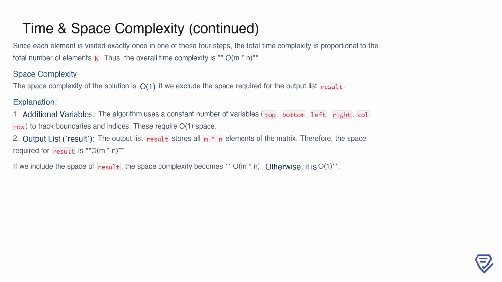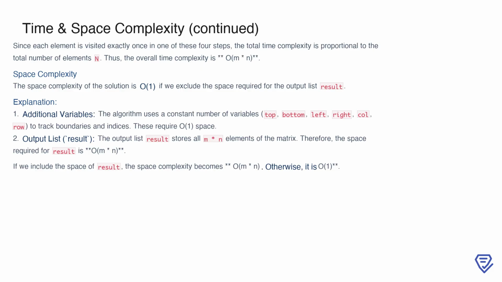Next, let's consider the space complexity. Excluding the space needed for the output list, the algorithm uses only a constant amount of memory for variables like top, bottom, left, right, row, and col that keep track of the boundaries and indices. These variables require O(1) space.